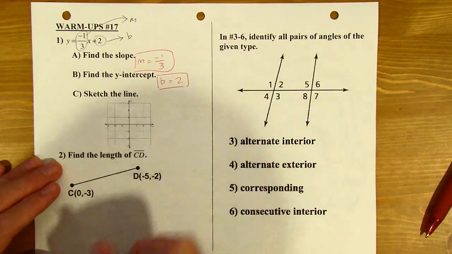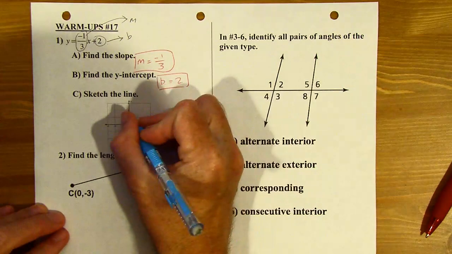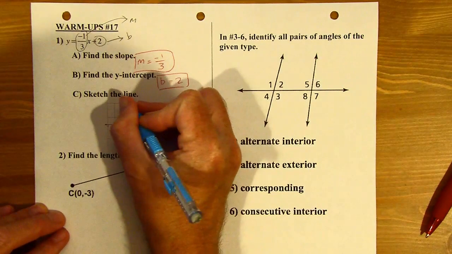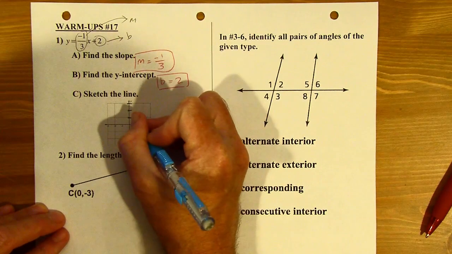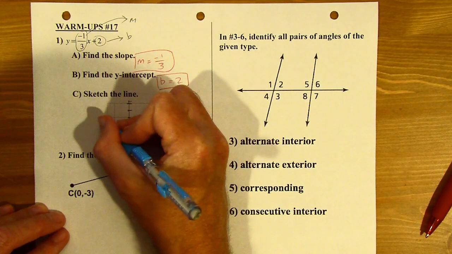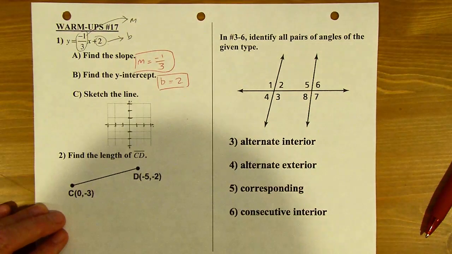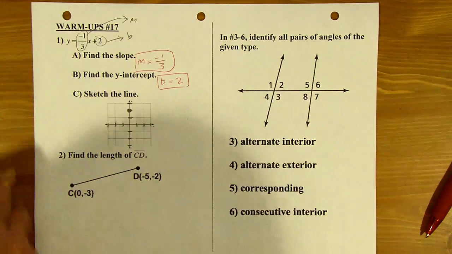All right, I'm going to start with the y-intercept. First, I'm going to make some little dashes just to make this a little clearer here. So I'm going to start with that y-intercept, which is 2. That's where my line is going to cross the y-axis. So I'm going to go 2 up. There's where my line crosses.